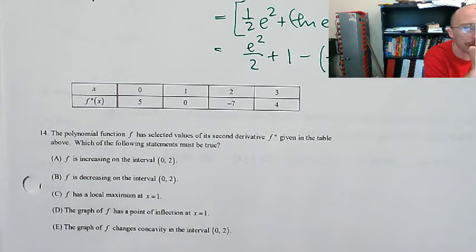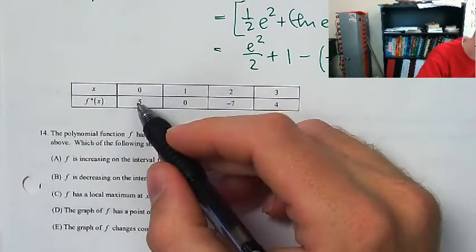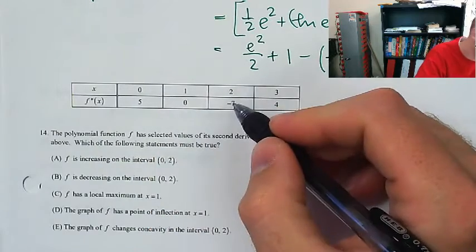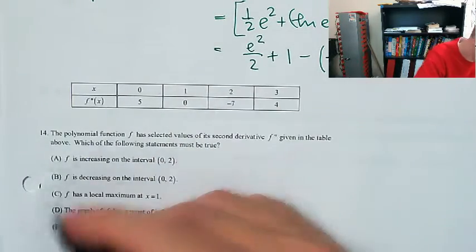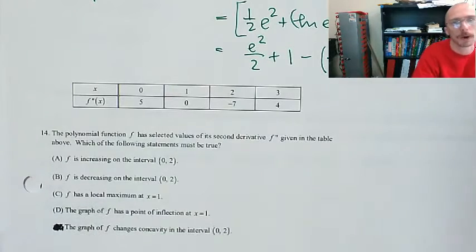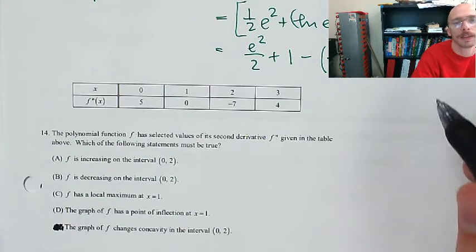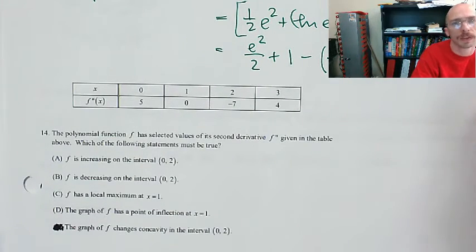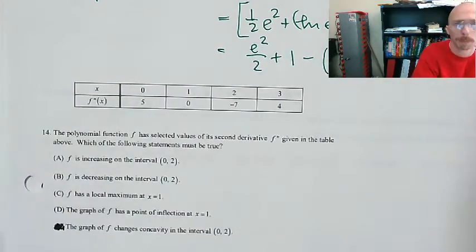The graph of f changes concavity in the interval 0 to 2. Yes, definitely, because at x equals 0, it's concave up because of the positivity, and at x equals 2, it's concave down because of the negativity. I was thinking, is that true because it has to be a polynomial? But I bet I could think about something like y equals x to the 4th. That has a 0 second derivative at the origin, but it doesn't have a point of inflection there because it looks kind of like a parabola, just a little wider at the bottom.